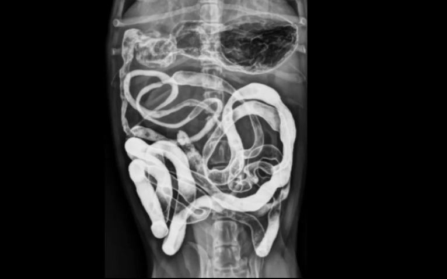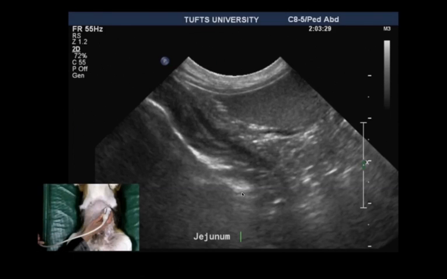The jejunal loops occupy most of the central abdomen. Therefore, it is impossible on ultrasound to follow systematically the entire course of the jejunum at once, especially if there is gas in the lumen of the GI tract. In this dog, we will be evaluating the jejunum crossing the abdomen from left to right, right to left, and traveling in the cranial to caudal portion of the central abdomen.